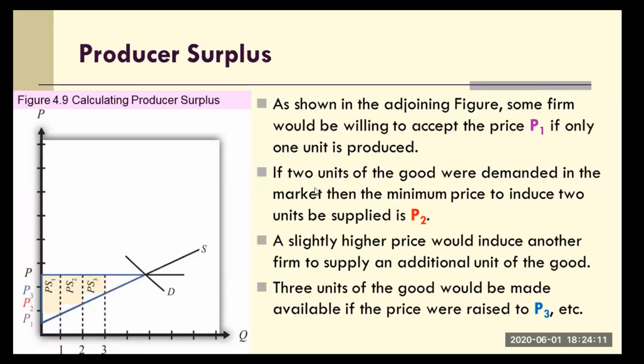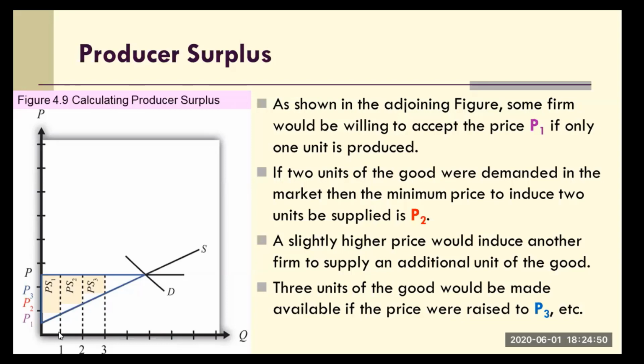To see it graphically, as shown in the adjoining graph, some firms will be willing to accept the price P1 if only one unit is produced, because they are not encouraged when the price is very low, so they produce less. There must be a willing producer at this point, even if the price is lower, who wants to sell their products from stock.